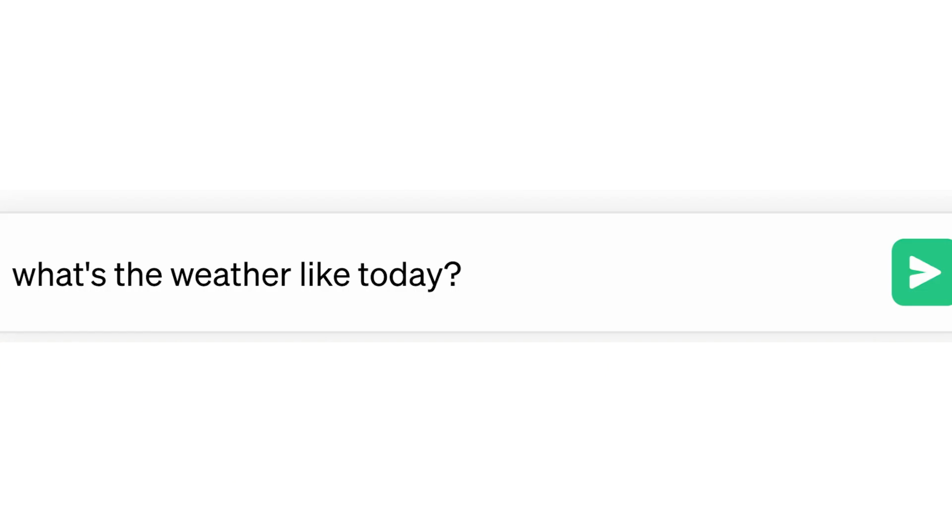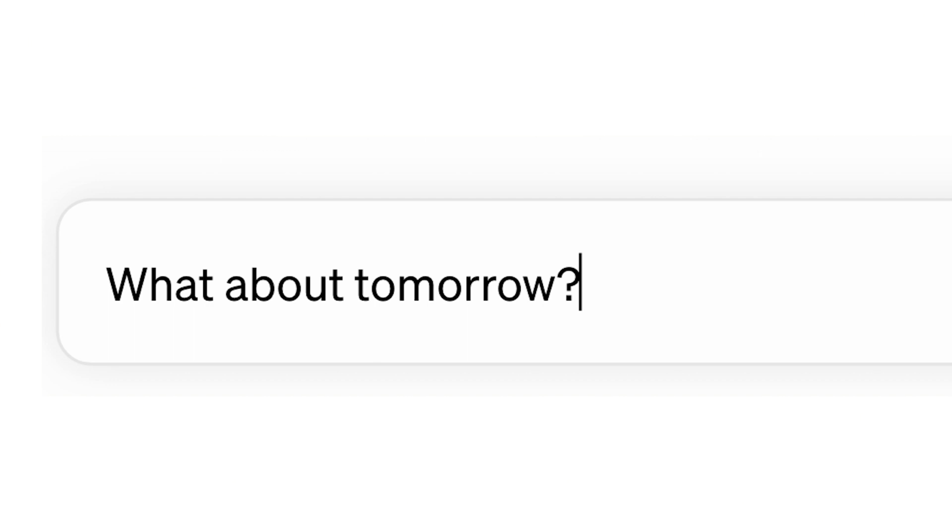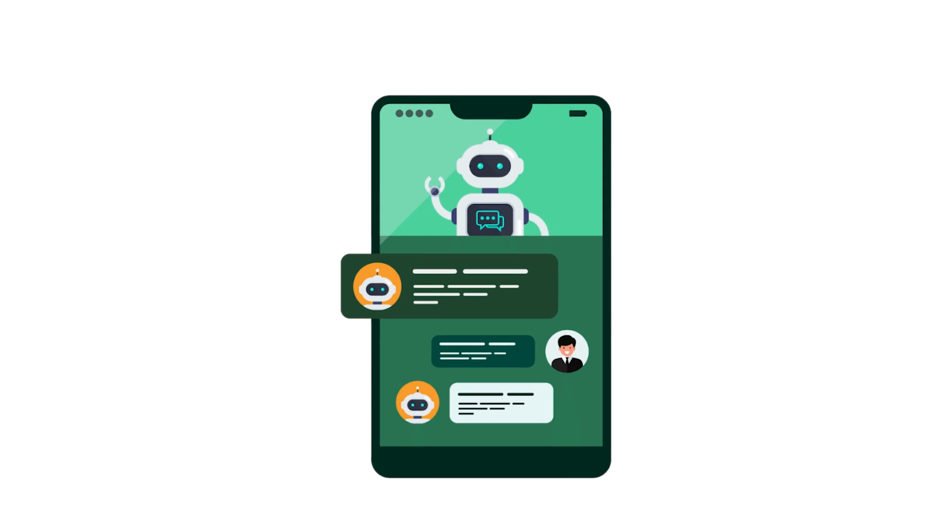For example, if you ask ChatGPT, "What's the weather like today?" and then you follow up with, "And what about tomorrow?" dialogue management helps ChatGPT remember what we discussed earlier so it can give us an answer that makes sense in the context of our conversation. It's like ChatGPT's way of being a good listener and holding a coherent conversation.